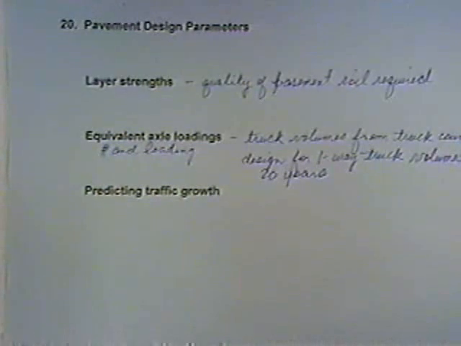When we look at pavement design in section 20, the things we need to be able to do are to look at the strengths of the different layers of the pavement. Those strengths depend on the quality of the basement soil underneath that pavement. We're going to need to look at the equivalent axle loadings, or the load that's going to be placed on that pavement. There we're really talking about counting the number of trucks traveling along that pavement surface and the loads on each of the axles of those trucks.